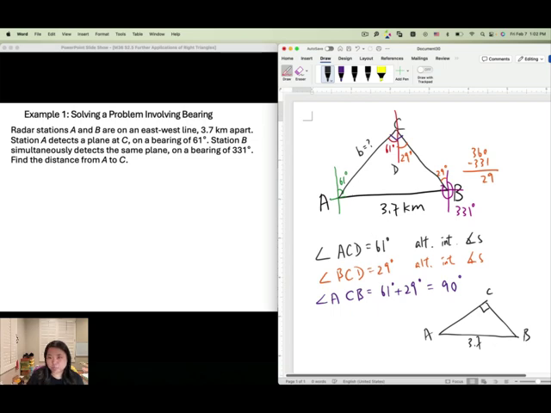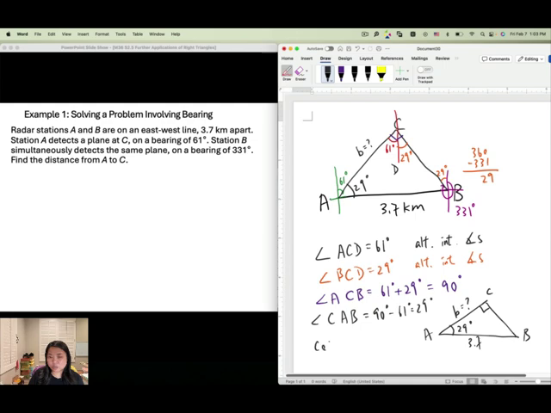Since this is a 90 degree angle, we could also say angle CAB, talking about this angle, would be equal to 90 minus 61, which is 29 degrees again. So this is going to be 29 degrees. We are looking for the distance from A to C. So this is what we're looking for. It's a right triangle, so we could calculate it.